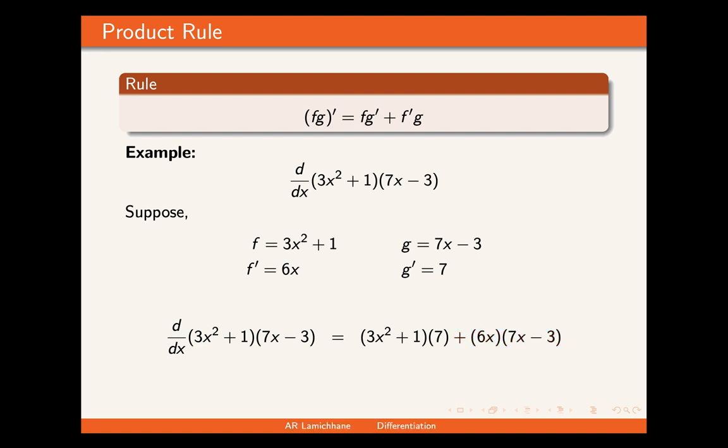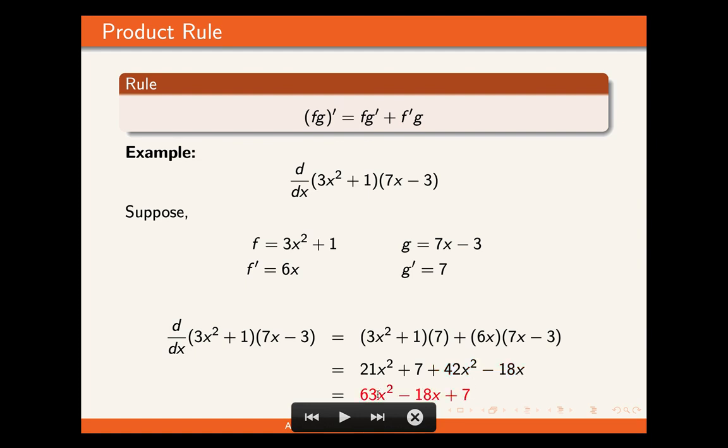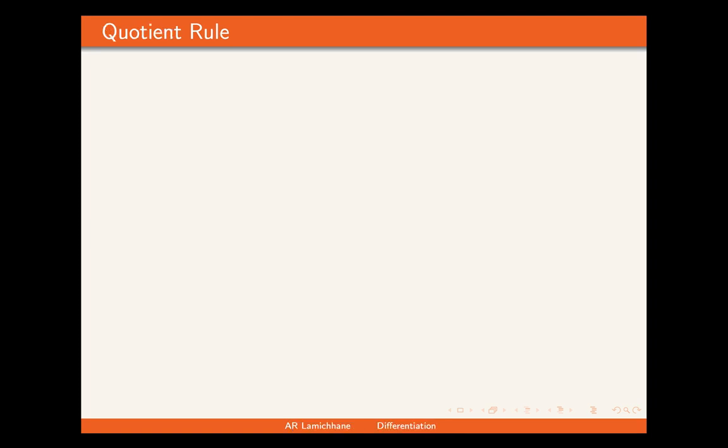But if we want to simplify this, you can clearly see that we can distribute the 7, and this is what we get here, right? So 7 times 3x squared will be 21x squared, 7 times 1 will be 7. In the same way, 6x times 7x will be 42x squared, and 6x times negative 3 will be negative 18x, and we can combine these like terms. So 21x squared plus 42x squared will be 63x squared, and negative 18x plus 7 is the derivative of this product function.